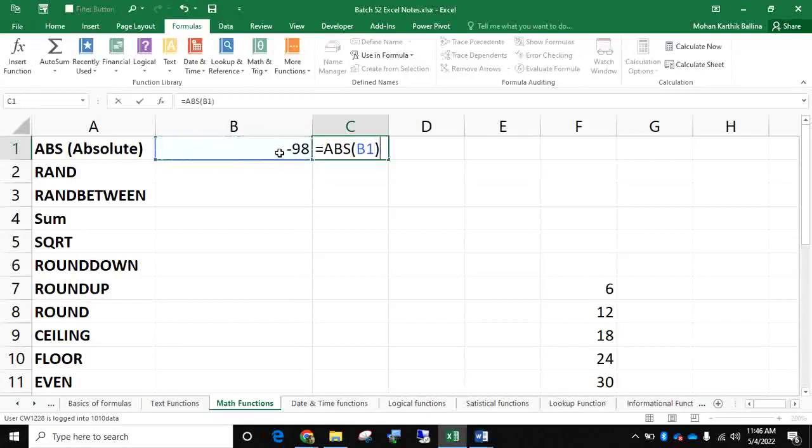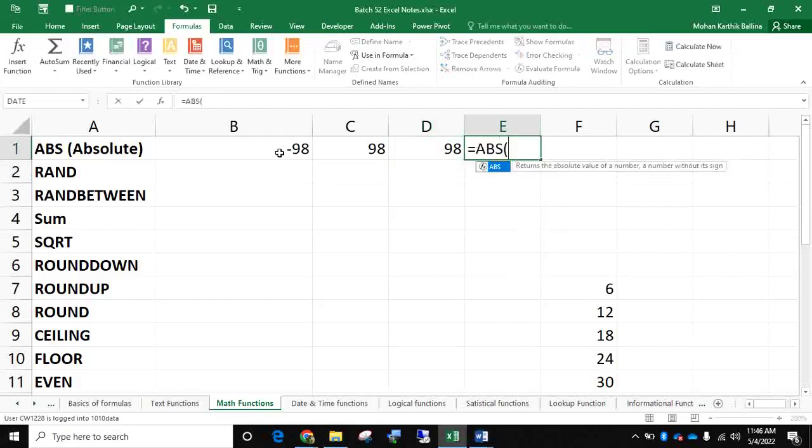So what is your answer? 98 without sign. If it is positive or negative, it gives you the value without sign, but it always works as a positive. Okay? So actually, there are two different ways of writing a formula. For example, ABS: you can write the number directly here, and your answer would be 98. Also, you can write the formula ABS and give the reference.